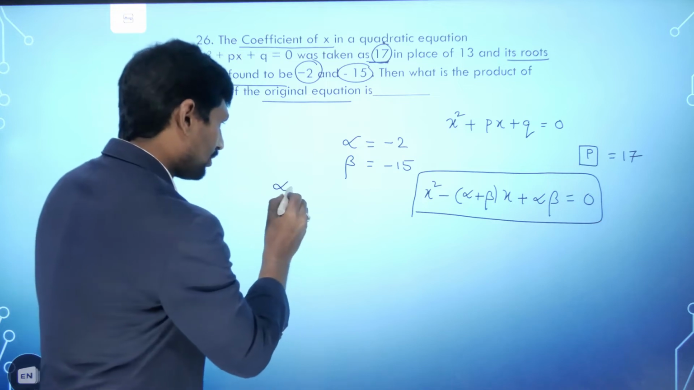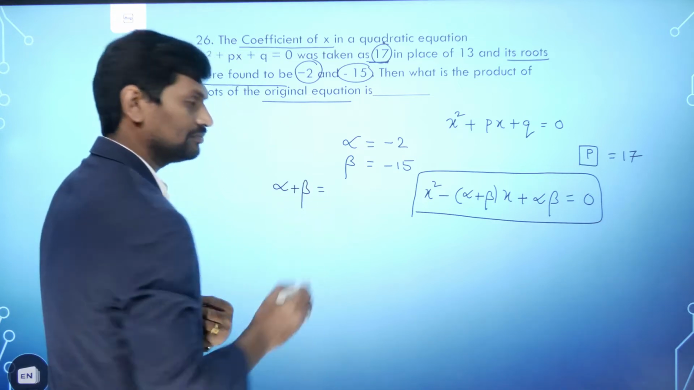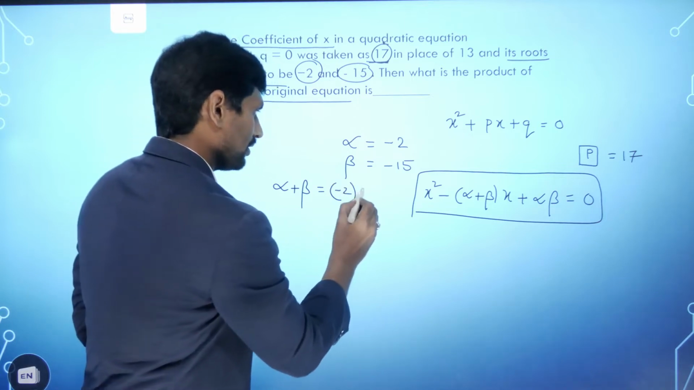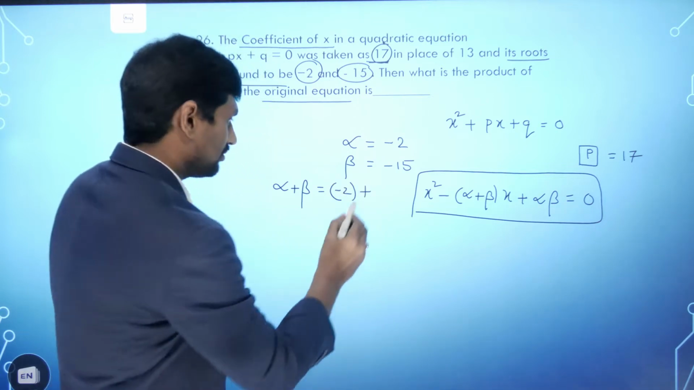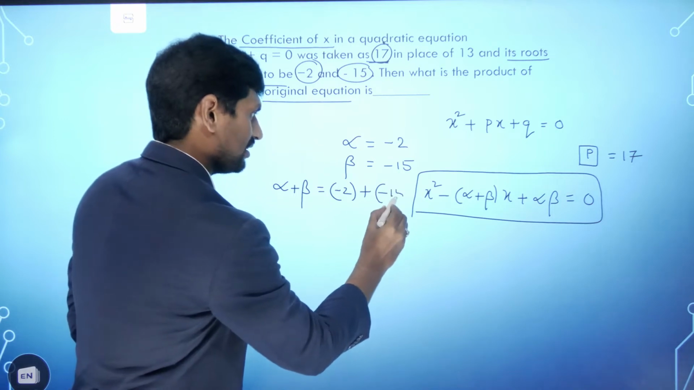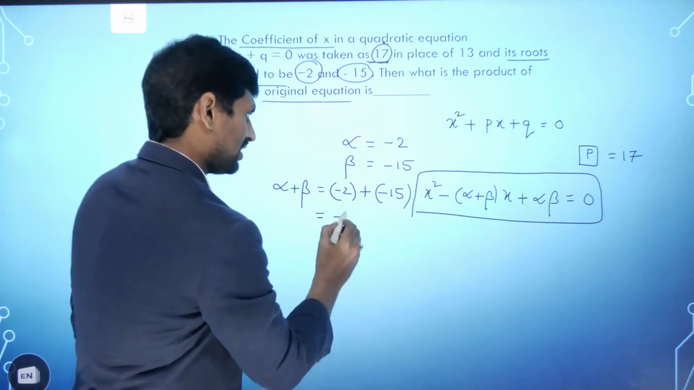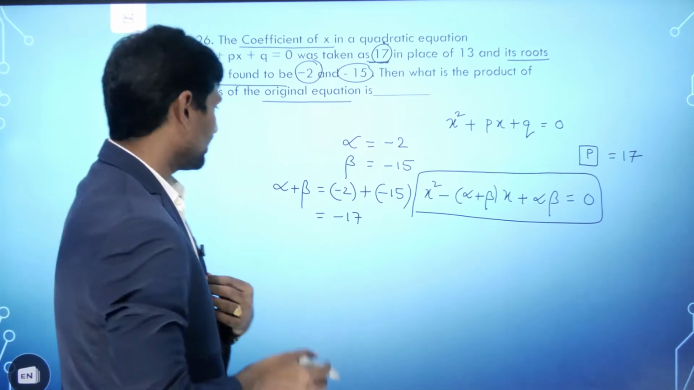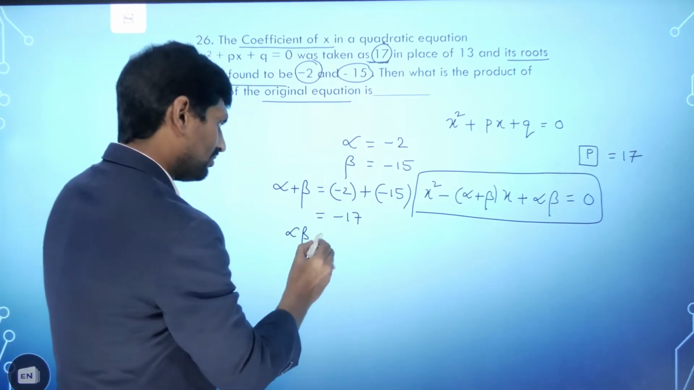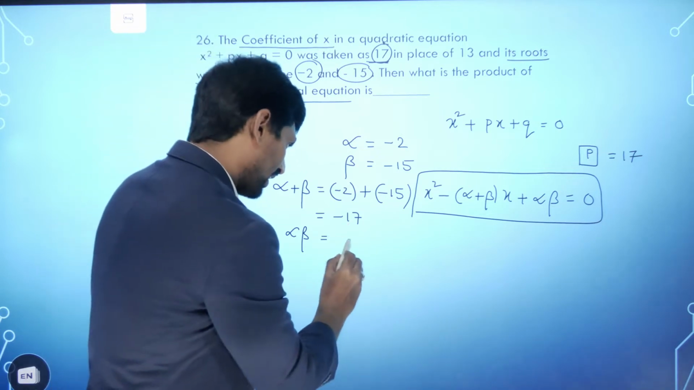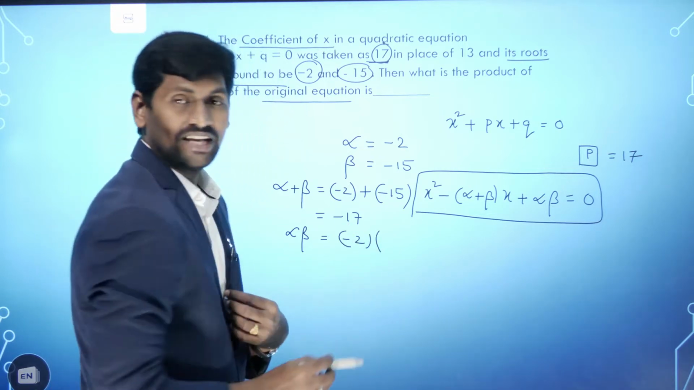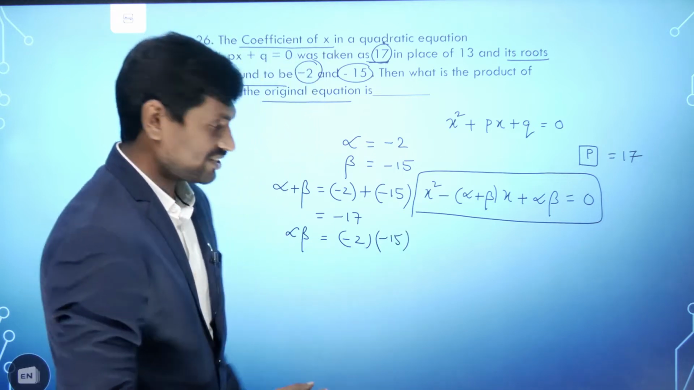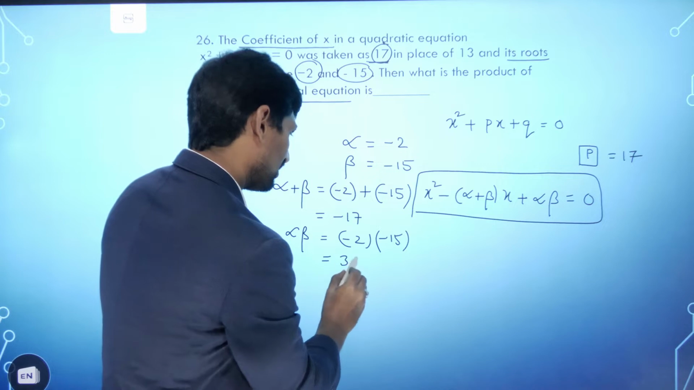Before that, find the sum of roots, alpha plus beta. Alpha value minus 2 plus beta value minus 15. What is the answer? Minus 17. Now alpha into beta: alpha value minus 2, beta value minus 15. Minus into minus becomes plus, 2 15s are 30.